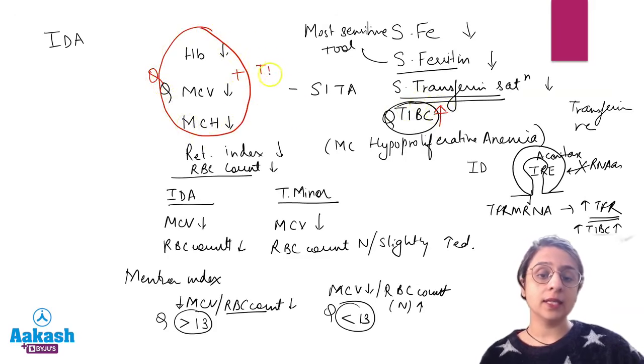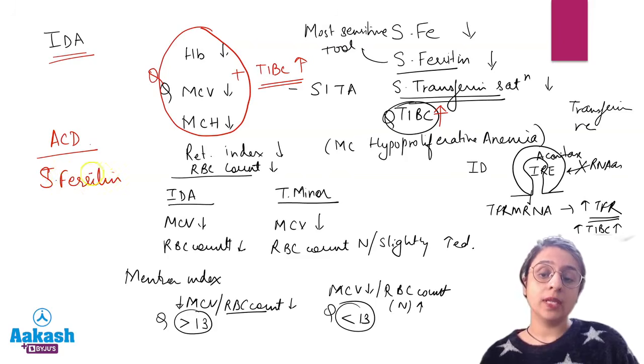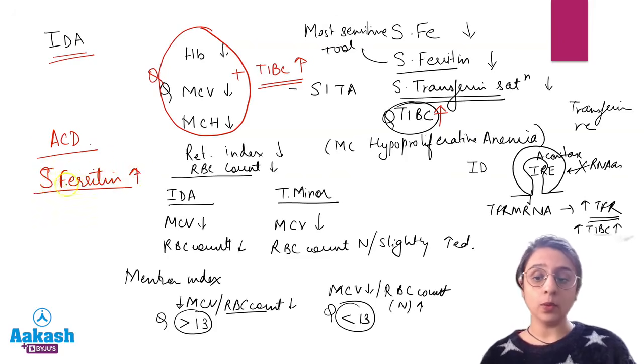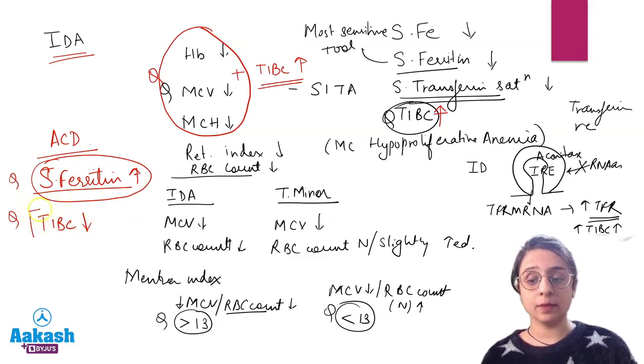Along with that, increased TIBC will point towards the diagnosis of iron deficiency anemia, whereas in anemia of chronic disease, the serum ferritin will be increased. Even if the serum iron may be low, the serum ferritin is increased, which is very important. Number 2 is what will happen to TIBC: because serum ferritin is increased, TIBC will be low in a case of anemia of chronic disease.